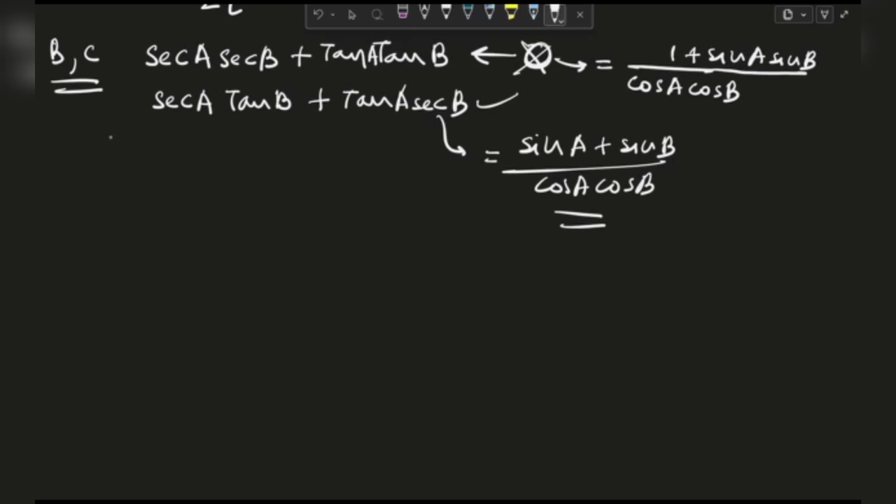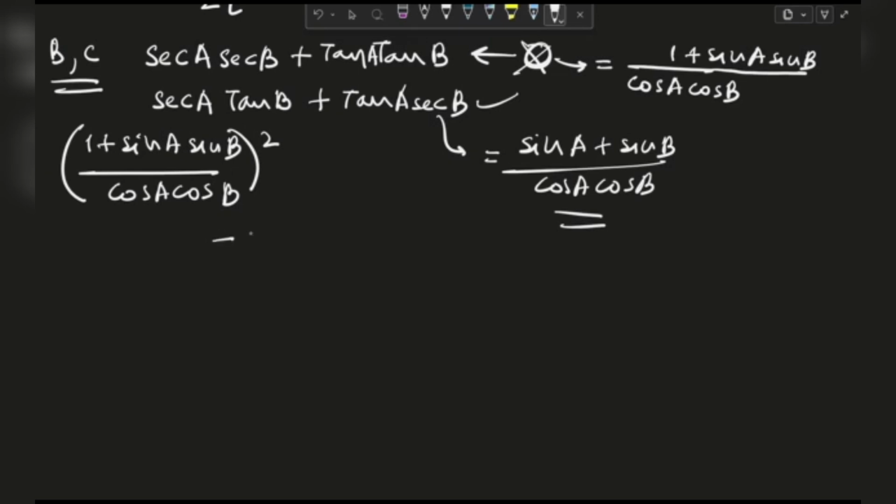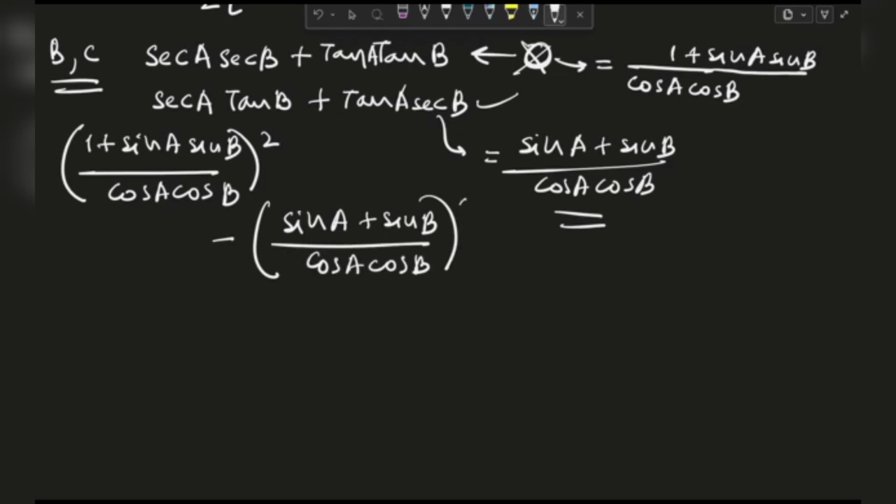Okay, so if we take this expression's whole square and subtract from it this expression's whole square, you will see the denominators are already the same. So if we subtract these two, this will come out to be 1. You can manipulate and check.